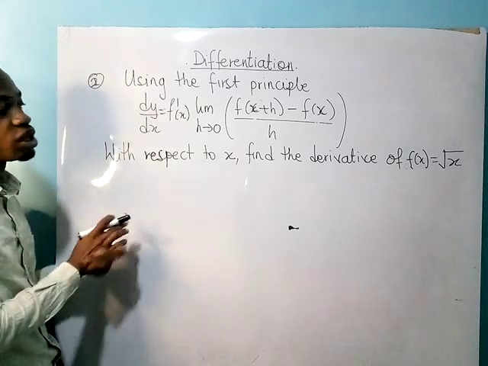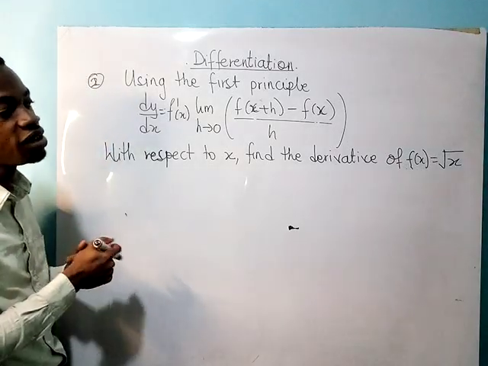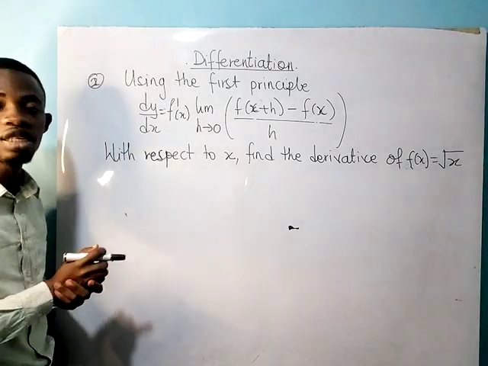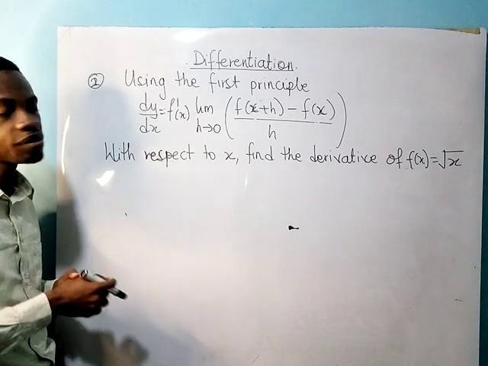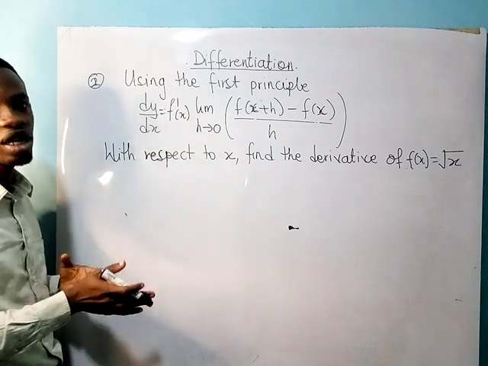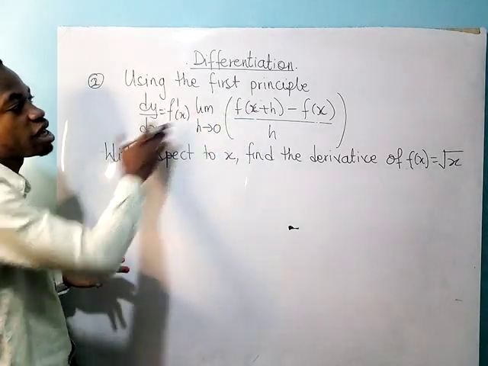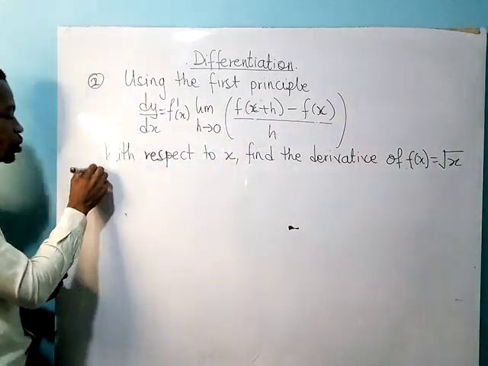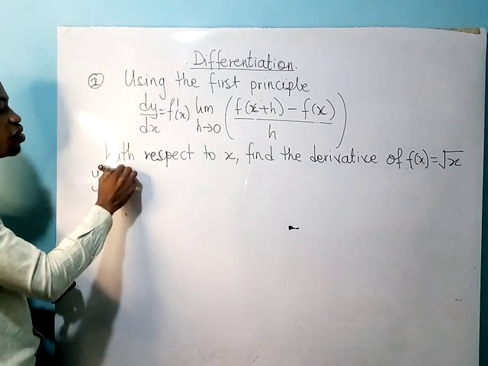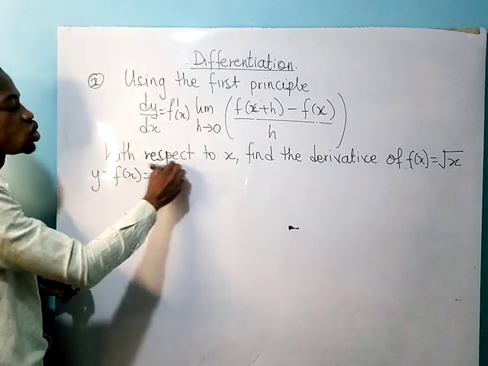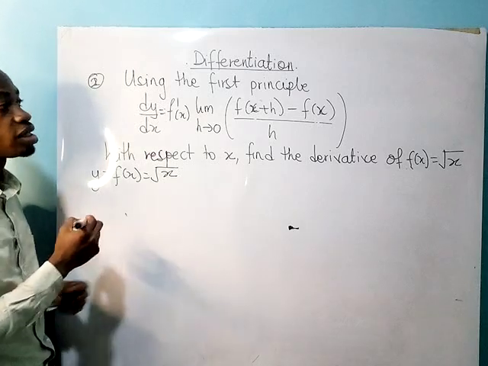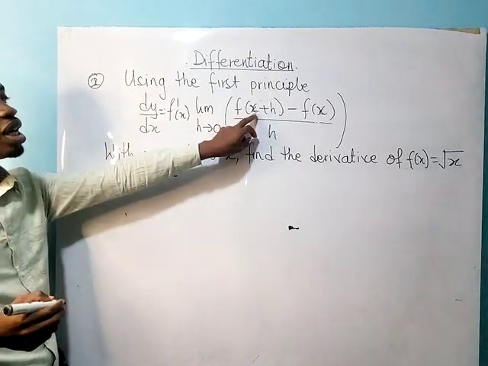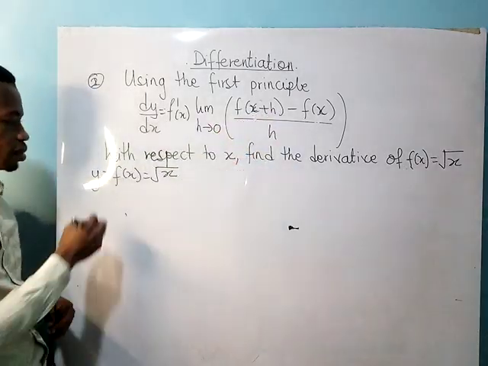Now, with respect to x, we need to find the derivative of f of x is equal to square root of x. Let's take our time and break this one down. From the first principle, this is the formula we use. So here, y is equal to f of x is equal to square root of x. Now from here we need to find f of x plus h.